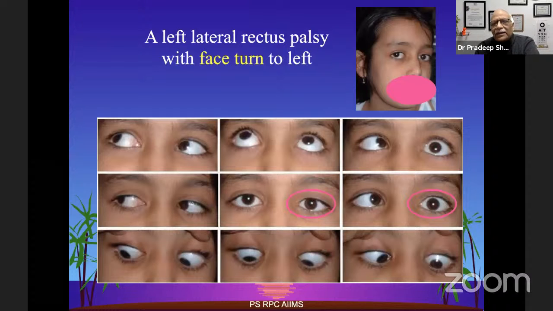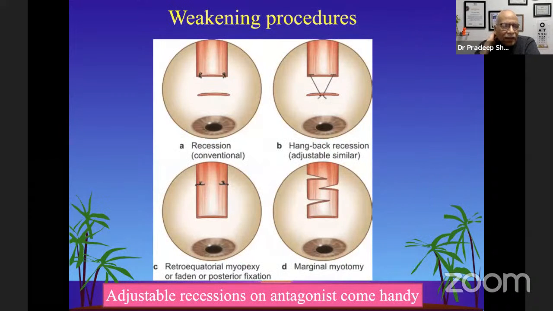Now, let's say a girl comes in with a face turned to the left. We see that there is a left sixth nerve paralysis, and that is causing an esotropia in the primary position, and limited abduction in the left eye. How can we correct it? The first thing is that if the eyes are coming up to the midline, we would prefer to do a resect or recess plication procedure.